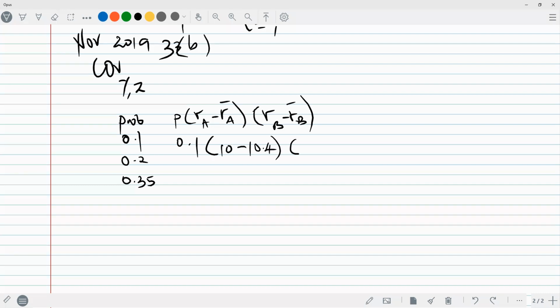So I can just have here probability, return of A minus mean return of A, multiplied by another column here, return of B minus mean return of asset B. Okay, probability of asset A, I go the probability 0.1. So the return of A for the first set of outcome at the 0.1 probability is 10. The mean was 10.4. The return of B for the probability 0.1 is 8 minus the mean return of B. What was the mean return of B?